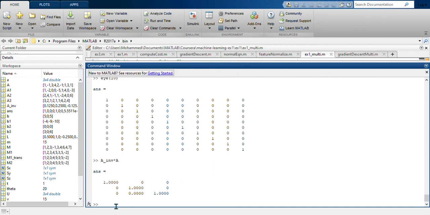Now let us see some more examples, and we will move into the Gaussian elimination part now. Gaussian elimination.